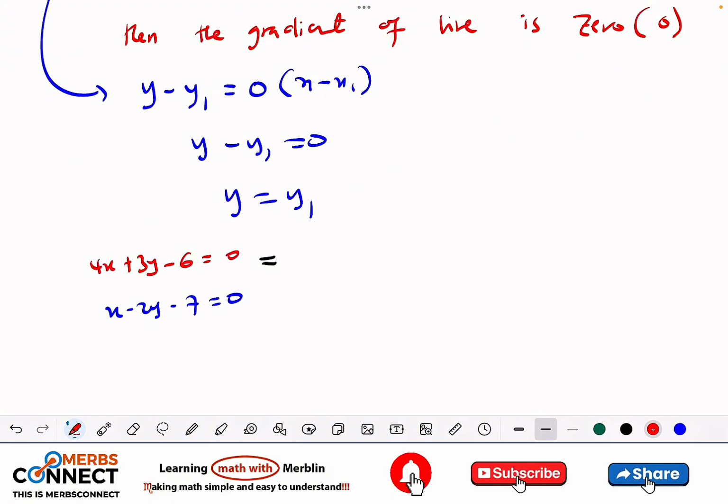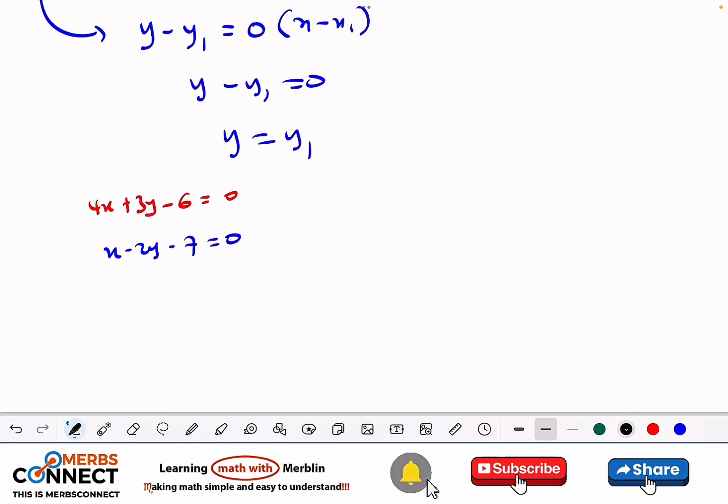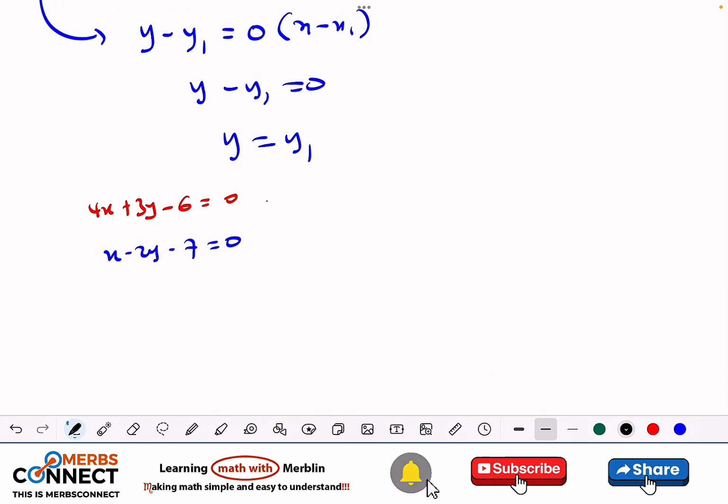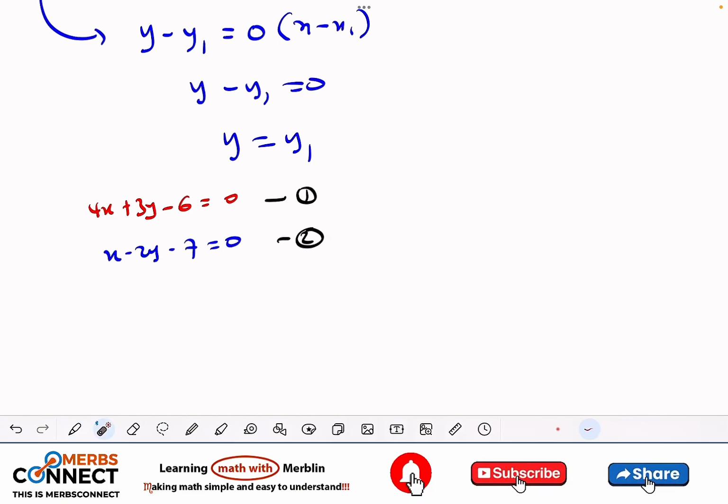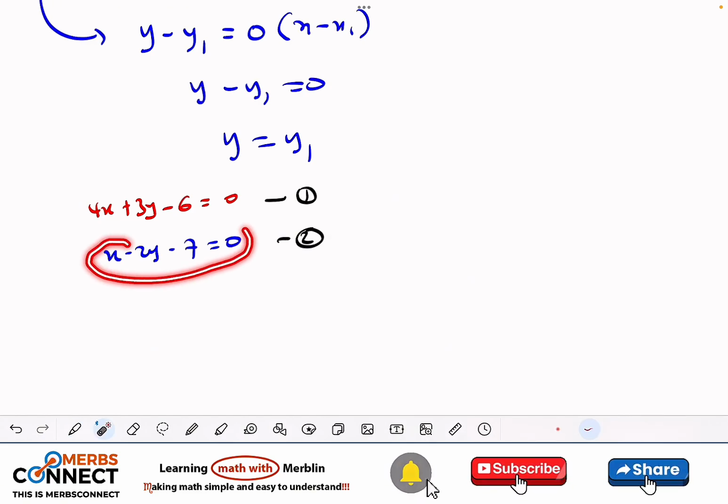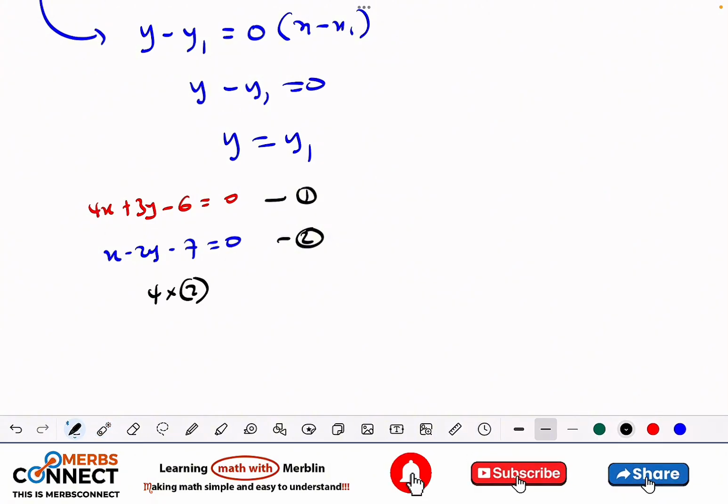So this implies that, okay, so we are solving it simultaneously, right? So what can we do? Let's assume that this is equation 1 and this is equation 2. We can multiply equation 2 by 4 so that we can get 4x here, and then we subtract them together. So when I multiply 4 times equation 2, I'm going to have 4x minus 8y minus 4 times 7 is 28 is equal to 0.